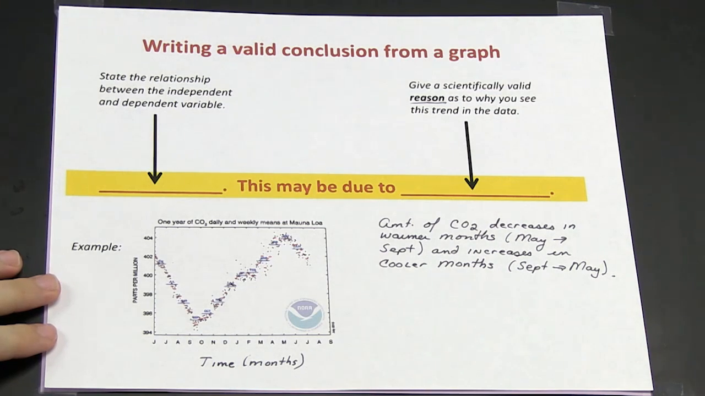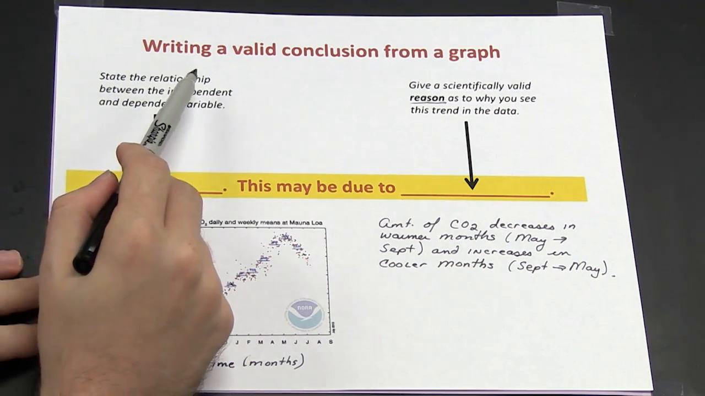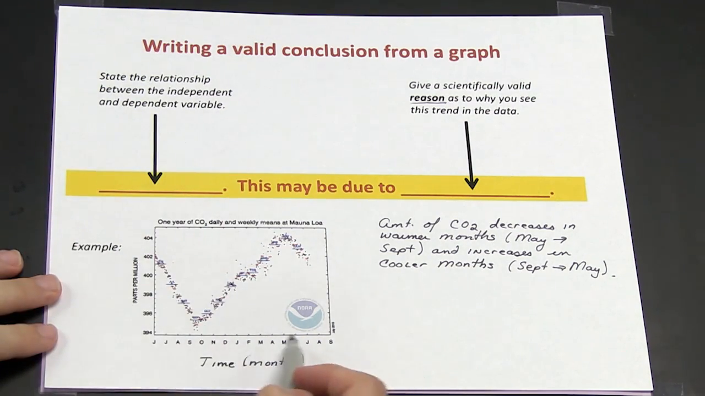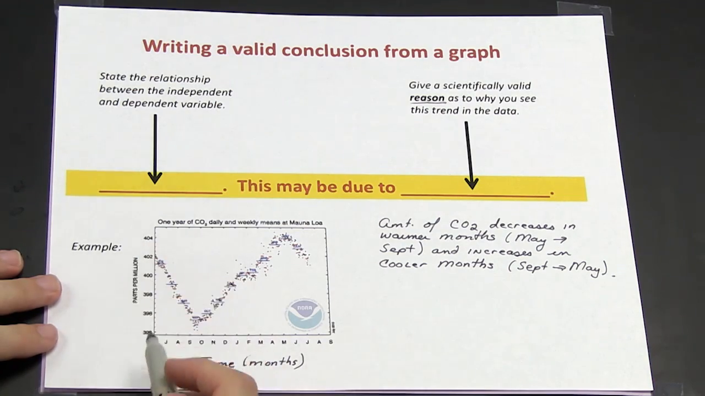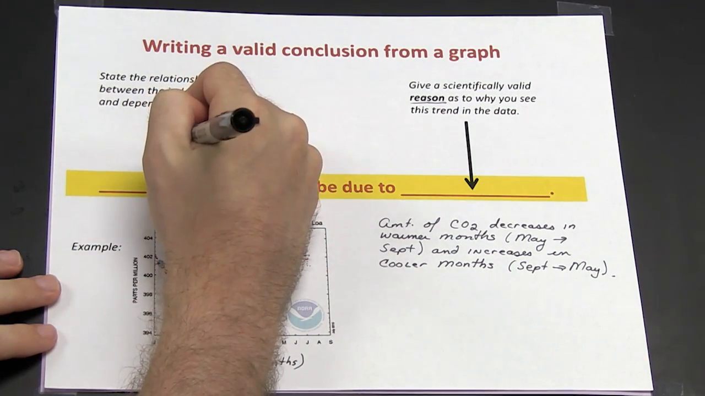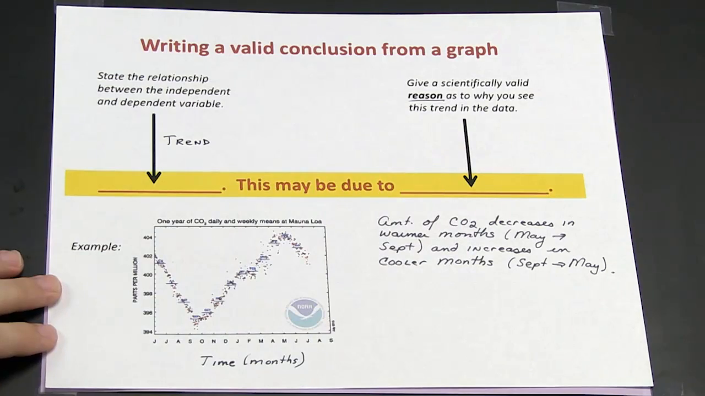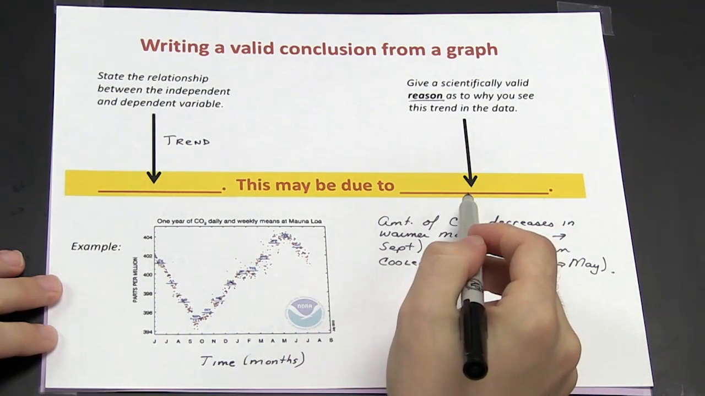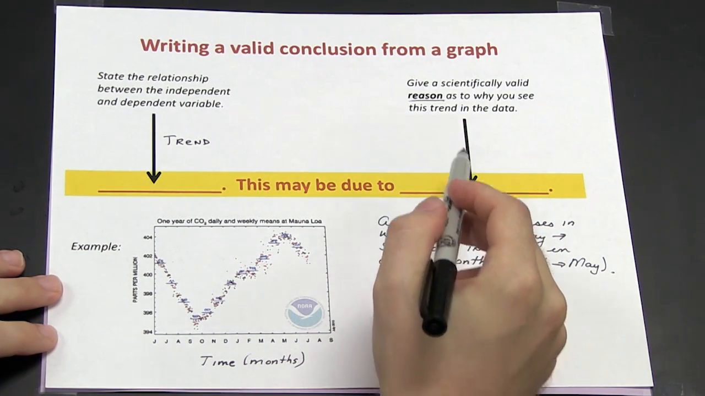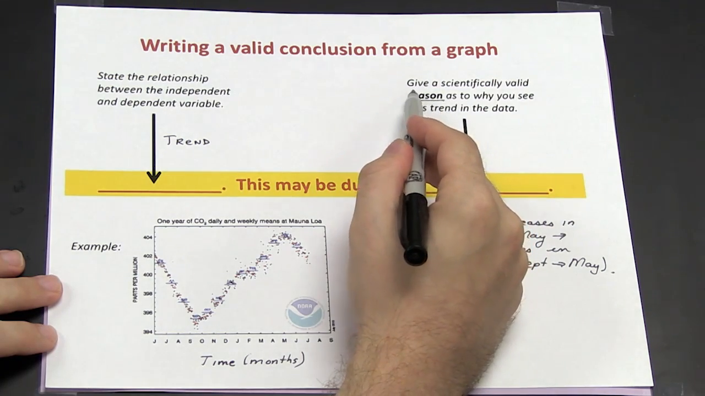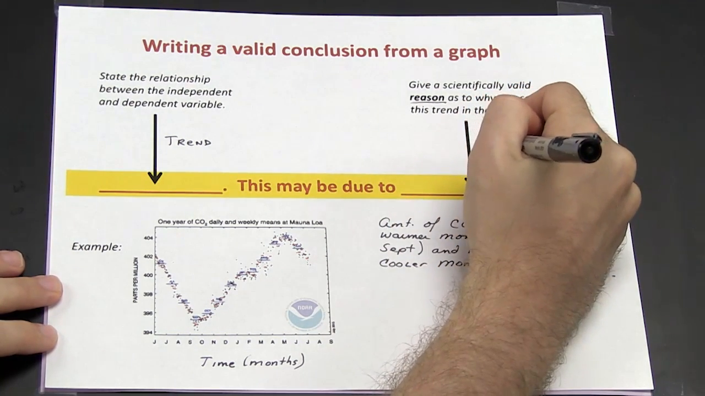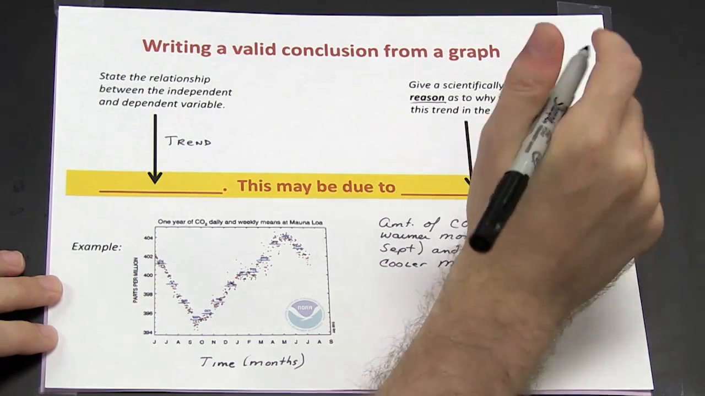With a graph, how do we write a valid conclusion or interpretation of the graph? This can be done by writing your interpretation in two sentences. The first sentence states the relationship between the independent variable and the dependent variable. You are simply describing the trend in the data that you see. The second sentence is where you give a scientifically valid reason as to why you see that trend.